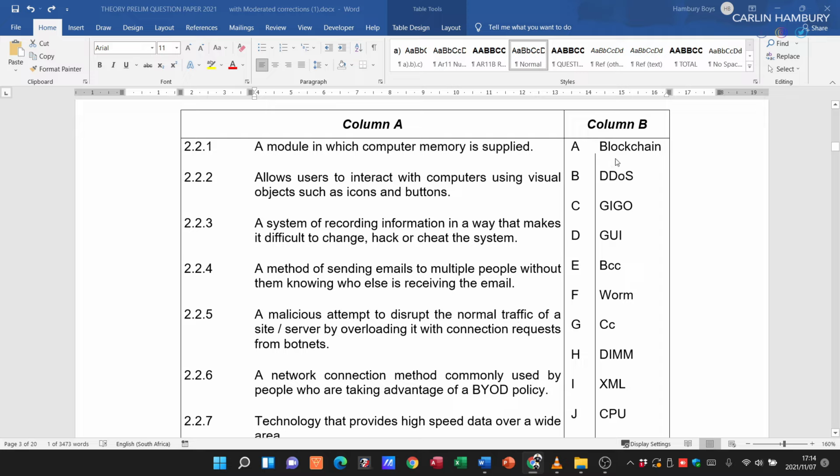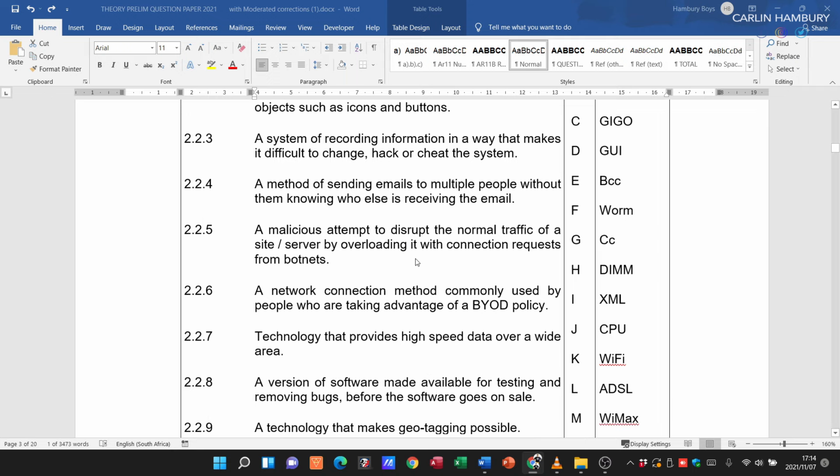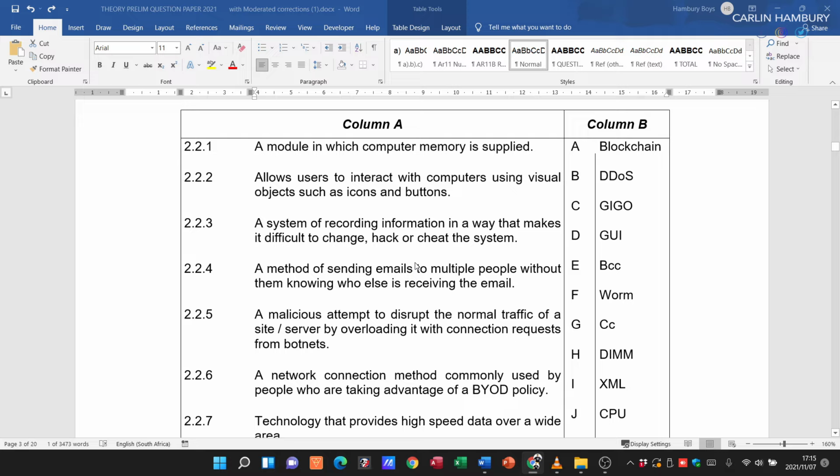So here we can see we have a number of different terms, and we've got our definitions on the side. So let's look through these options. How many do we have here? Normally have 10. Okay. I'm not going to go into detail and explain each one of these. You've got the document for that. I'm just going to go through the answers.